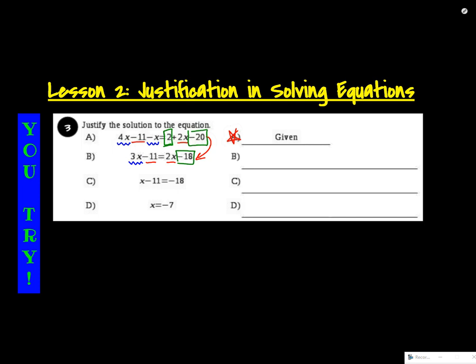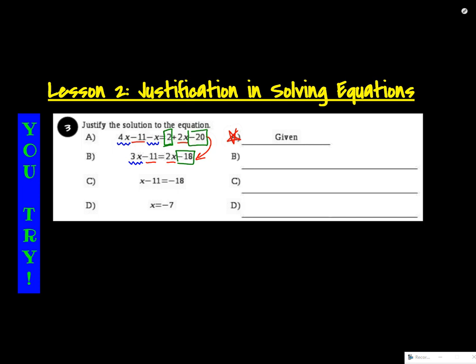Well, not the same thing. Whoa, whoa, whoa. Fix that. They did not subtract the same thing on both sides. They subtracted x's on the left, and they subtracted constants on the right. So they did not subtract the same thing on both sides. So this is not a property of equality. These are 2 different things.